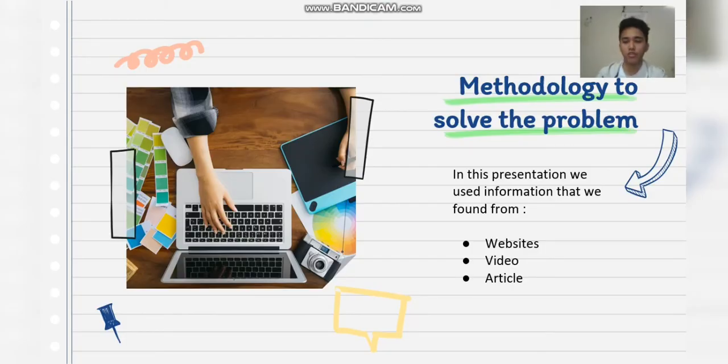Our methodology to solve the problem is that we use websites and videos and articles that we could find on the internet as our source of information to solve this problem.